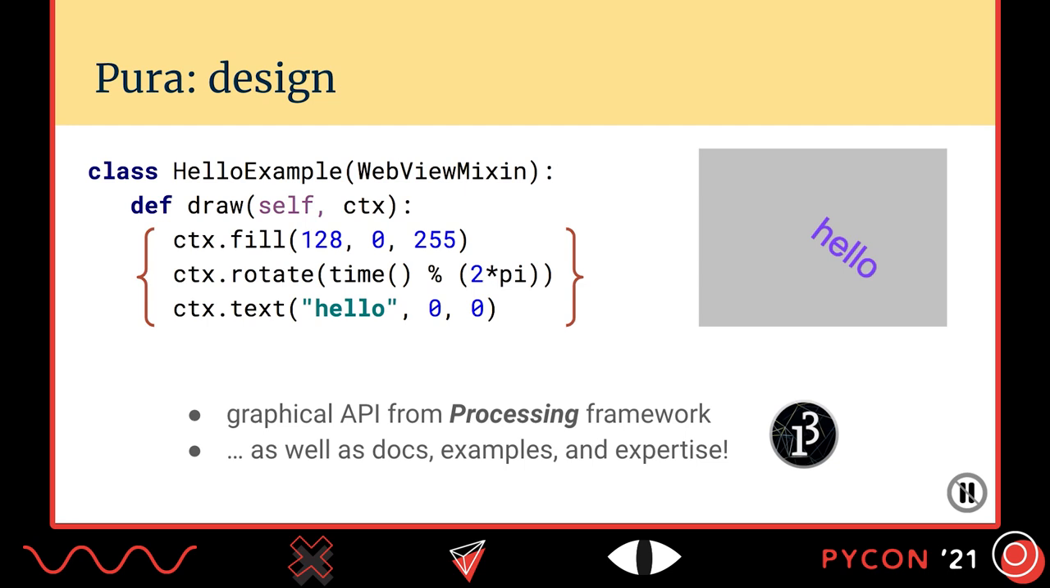So by using the Processing API, we're also able to take advantage of the existing docs and examples and expertise in that community, such as forums and books. And actually, the follow example that we just saw was one of the official Processing examples.